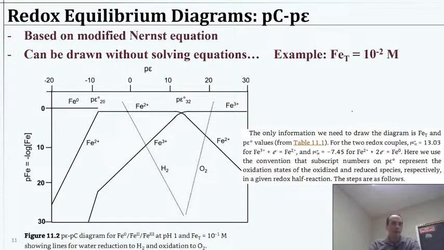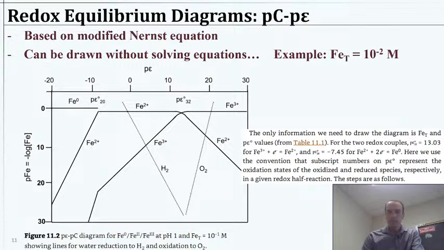The book says the only information we need is the Fe total and the PE standard values from the table. So we've got a couple. We've got the PE for, which one is that? It's a little hard to read. PE 32, I guess is what it's saying. That's for Fe3 plus for this reaction, and we got another one for this reaction. The convention is that the subscript numbers on the PE represent the oxidized and reduced species respectively.